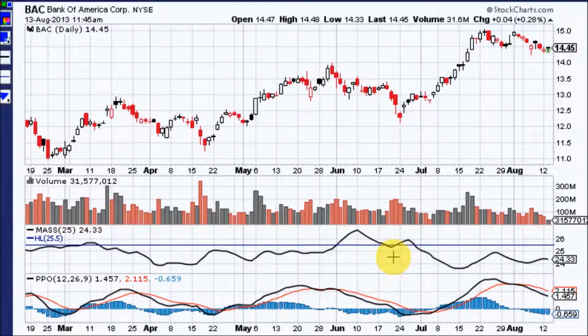Then the beginning of the third bulge happens when mass index crosses back up through 25.5, and the cycle is complete when it crosses back down through it. And at that point, the PPO is giving a buy signal by being below zero, crossing up through the signal line and up through the zero line at the same time. The histogram, the blue bars, go positive above zero at the same time, and the stock runs. So this little bulge right here was signaling a reversal of the downtrend when the PPO started turning back up to give the buy signal.